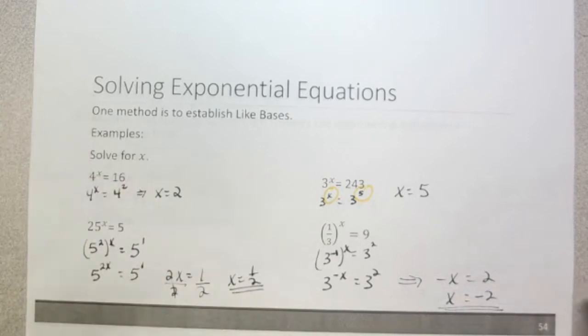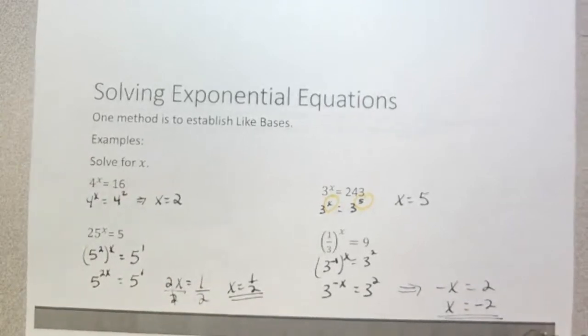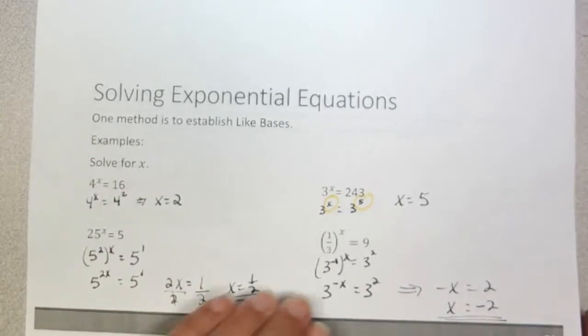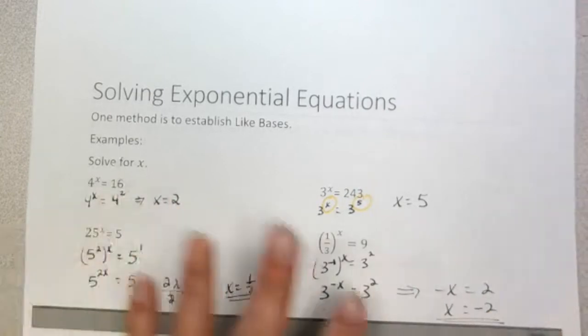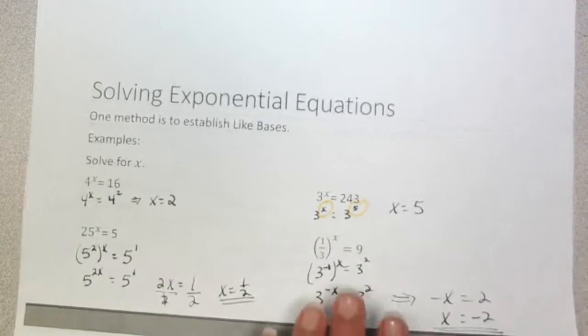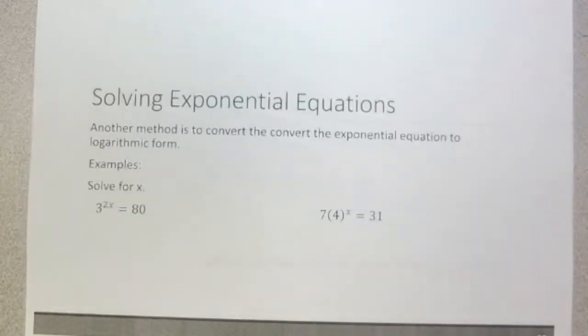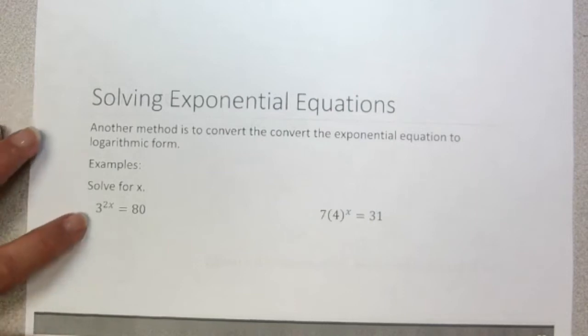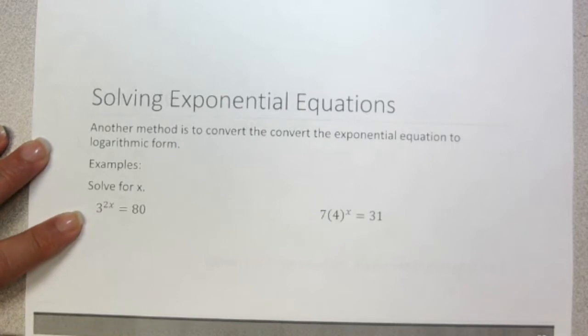Okay, so that's one method to solve exponential equations. Simple ones like this, if I can establish the like bases on each side, then that works for me. I can use the one-to-one property and know the exponents are the same. That method, however, doesn't always work. So another method that's extremely helpful is to convert the exponential expression over to logarithmic form.